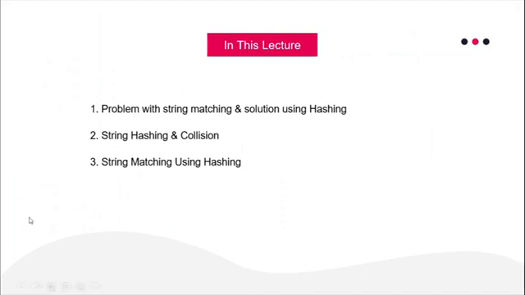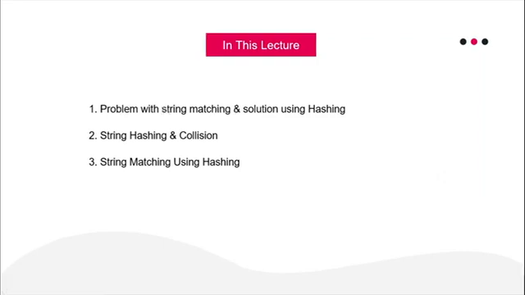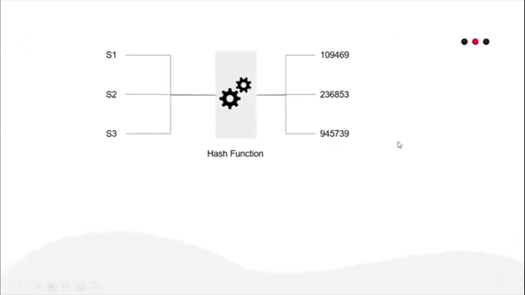Now the third question is how we'll be using string hashing for string matching. So it's as easy as that. First of all, you must have the keys or string hash values of each string. So suppose this is the hash value of s1, for s2 this is their hash value, and for s3 this is their hash value, and some kind of hashing function we are using here.